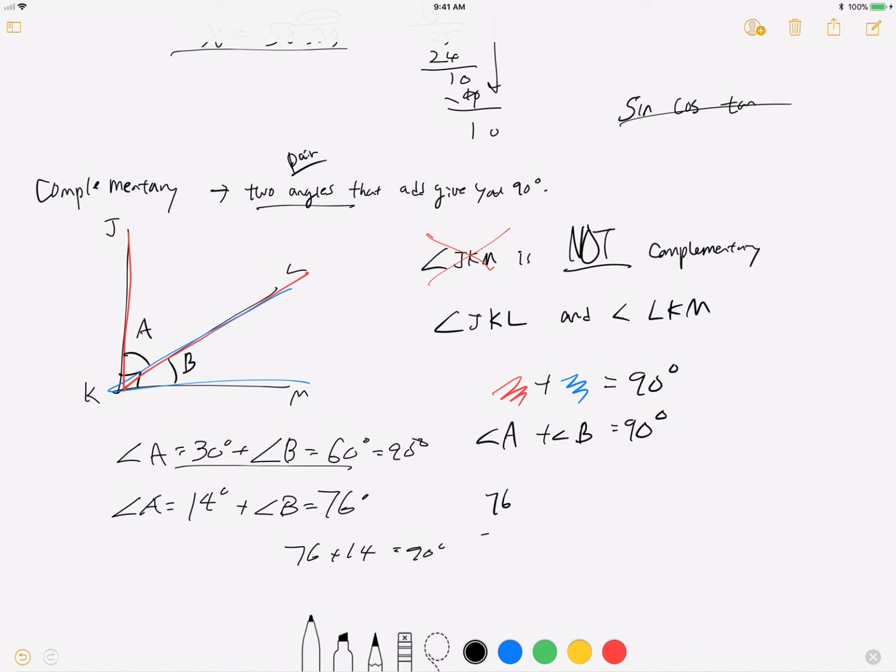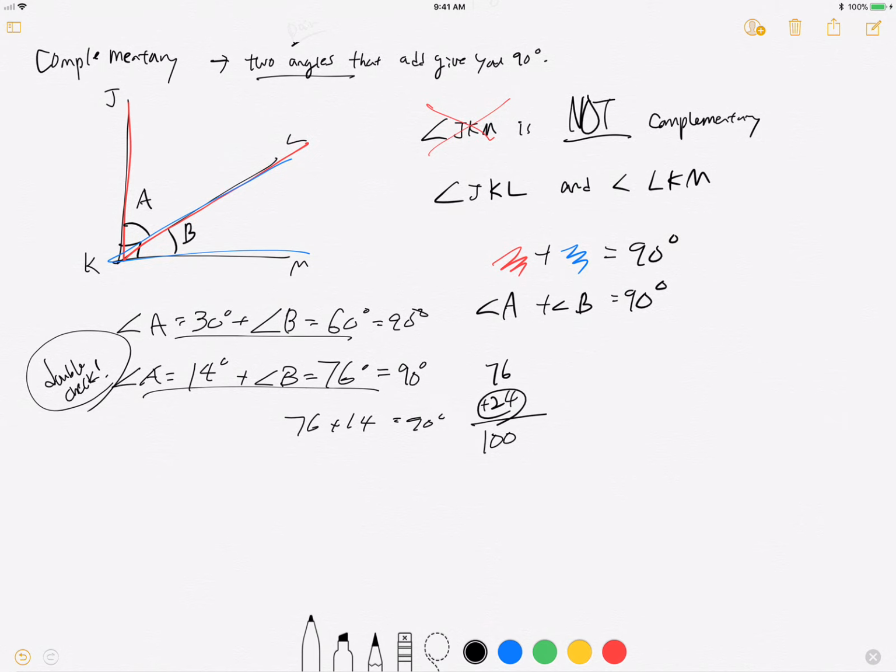Sometimes they did 76 plus 24. Some of the students put 24 down as the answer when it comes to these types of questions. Please check your math. That gives you 100 degrees. So always make sure that it adds to give you 90 degrees. Double check, okay? Because these are very easy problems that when you make a mistake on, 99% of the time it is probably going to be a silly mistake.